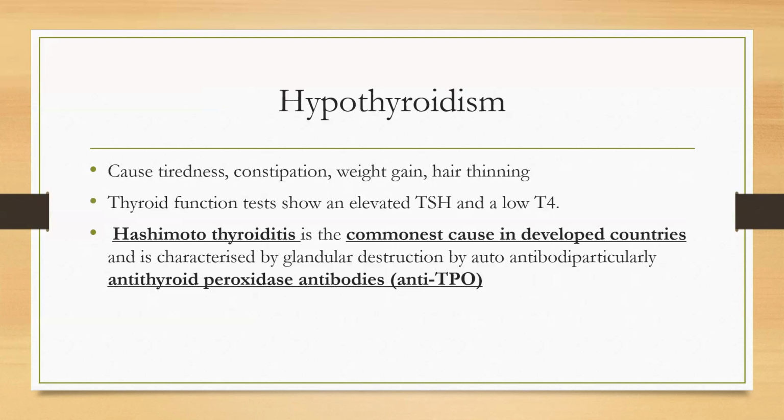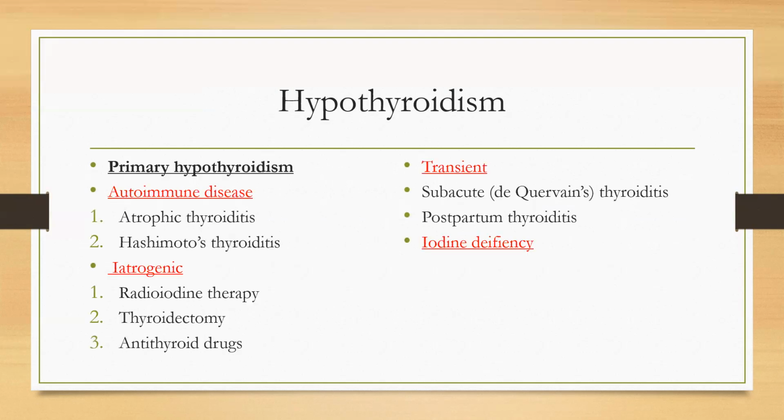So what hypothyroidism generally causes in the mother and the baby, we will discuss. Hypothyroidism causes tiredness, constipation, weight gain, hair thinning. Thyroid function tests show elevated TSH and low T4. Hashimoto's thyroiditis is the commonest cause in developed countries and is characterized by glandular destruction by autoantibodies, particularly anti-thyroid peroxidase antibodies. So what are the general causes of hypothyroidism?